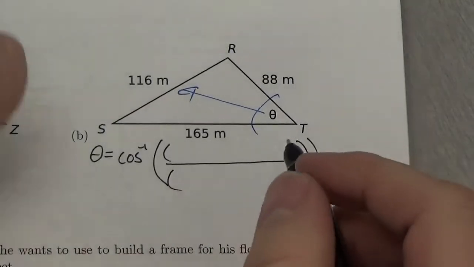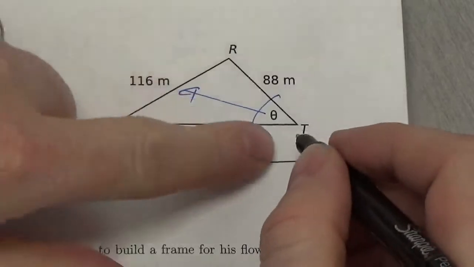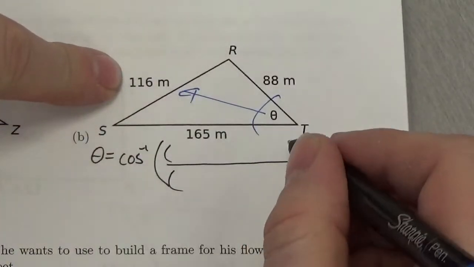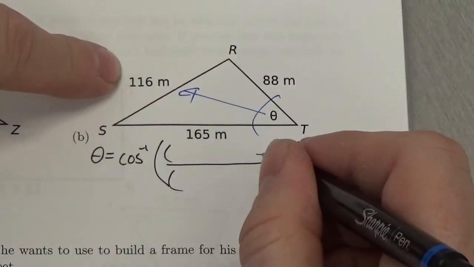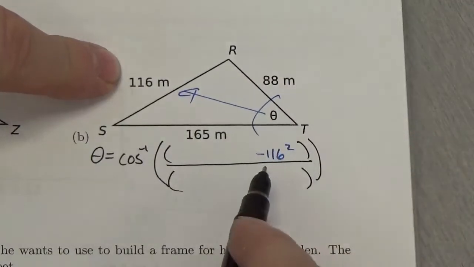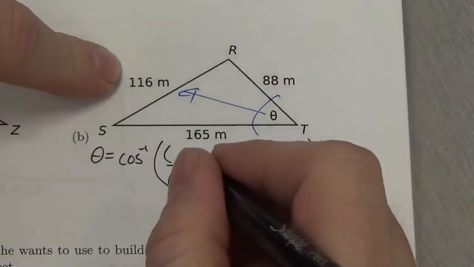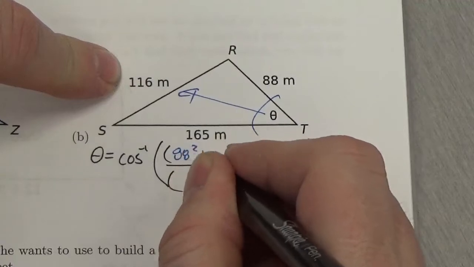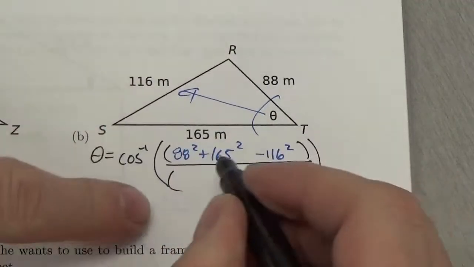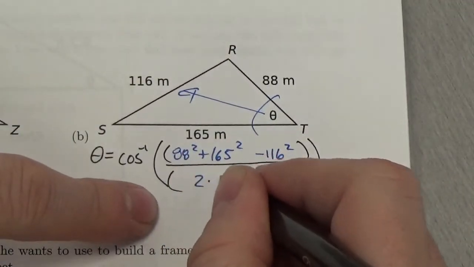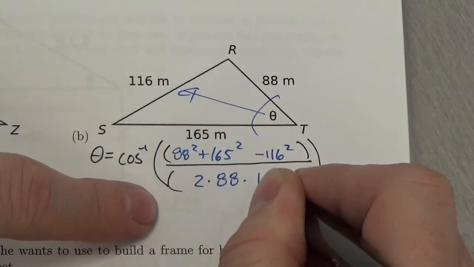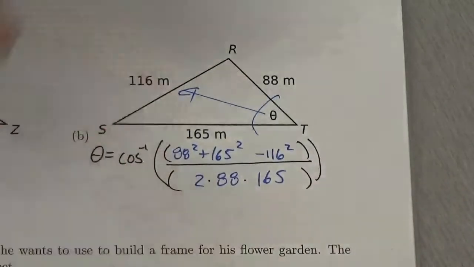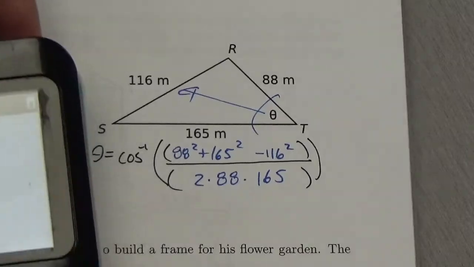And now when I fill this in, I know that up here, because that 116 is on the opposite side of the triangle than the theta, that's what I'm going to subtract here squared. And then I'm going to have 88 squared plus 165 squared, plug that in. And then down here will be 2 times 88 multiplied by 165. And now this is just calculator work.